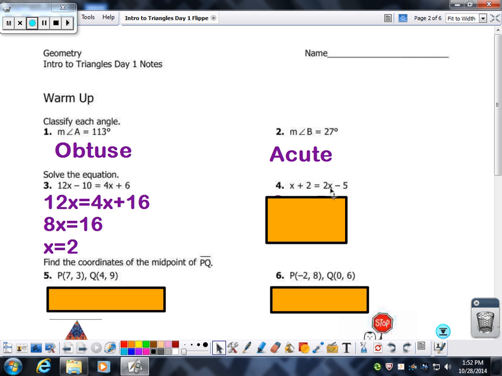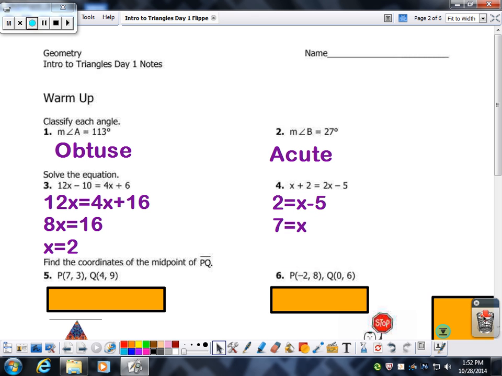Here, x plus 2 equals 2x minus 5. I will subtract x from both sides to keep my variable positive, which will leave me with 2 equals x minus 5. Then adding 5 to both sides gives you 7 equals x. Again, you can always plug in and check.